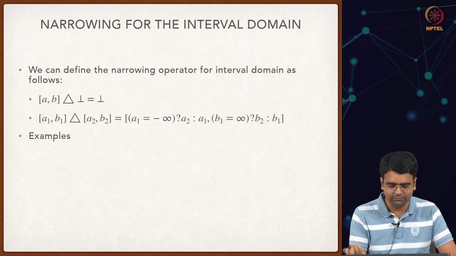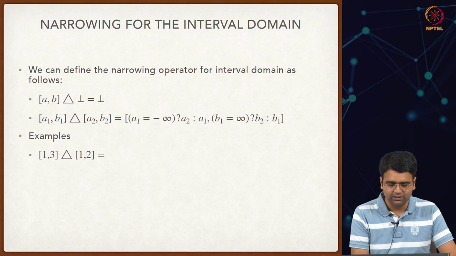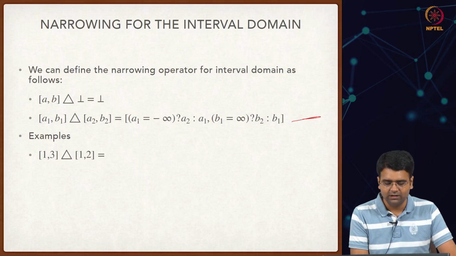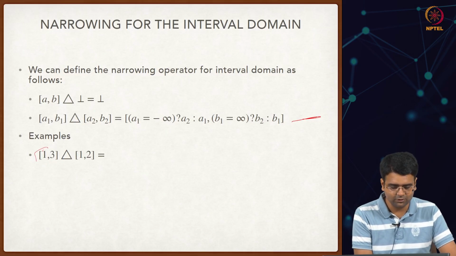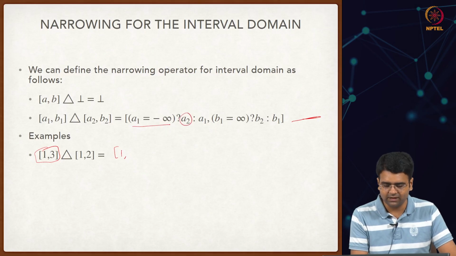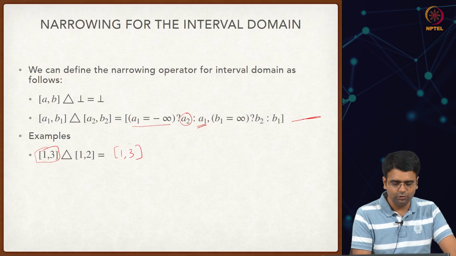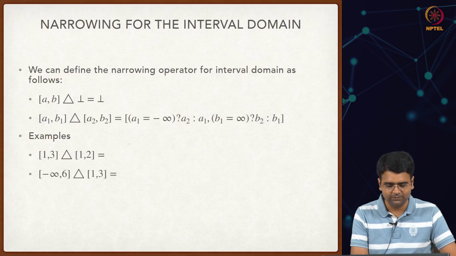Let us see some simple examples to see how this works. For example, if you were to compute the narrowing operator for the two intervals 1 3 and 1 2, you use this definition. You just look at the first interval, which is a1 b1. a1 is not minus infinity, therefore this is going to remain 1. Only if a1 is minus infinity do you consider a2, otherwise the lower limit remains a1. In this case it is 1, so it will remain 1. Similarly, the upper limit is not infinity and therefore it is going to remain 3 itself. So the narrowing operator applied on 1 3 and 1 2 gives me 1 3.